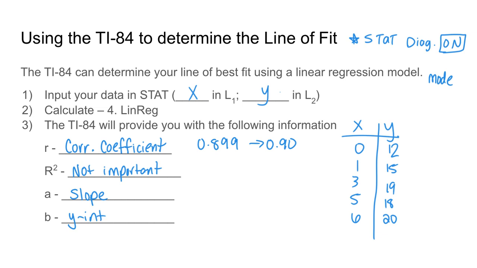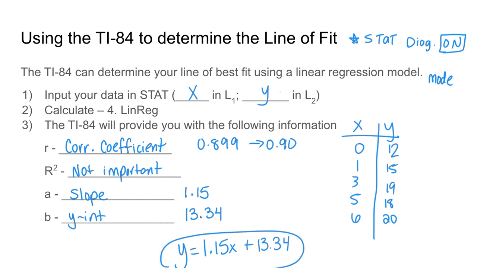And so if I want to write the equation for the line of best fit for this with a slope of 1.15, is what mine tells me, and a b value of 13.34, I can put those two things together into an equation of y = 1.15x + 13.34. And that represents the equation for the best fit line or the linear regression model for this set of data. So questions could ask you about getting this.